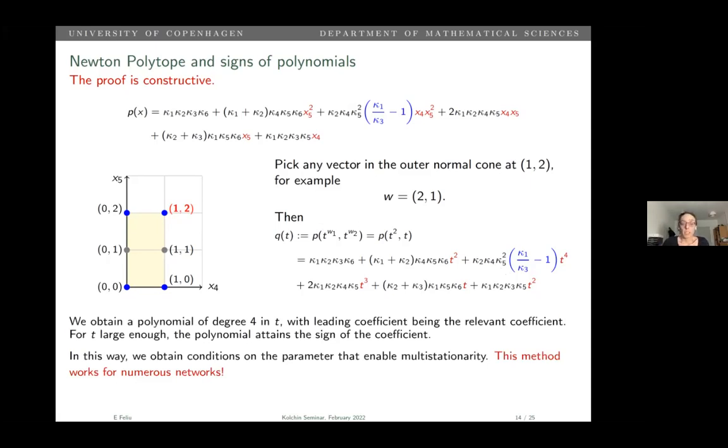So this approach of finding that polynomial, finding the Newton polytope, looking at the vertices, can be used to derive conditions for multistationarity. And it works for really many networks that are realistic. I think if you draw networks randomly, you won't find a parameterization, so then it won't work. But for the realistic networks in cell signaling, it works very well.